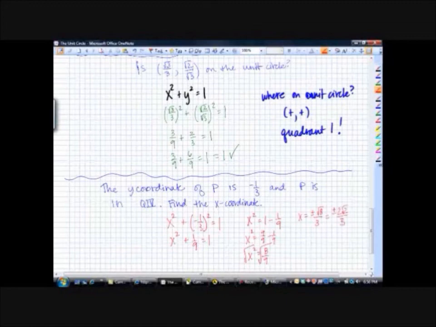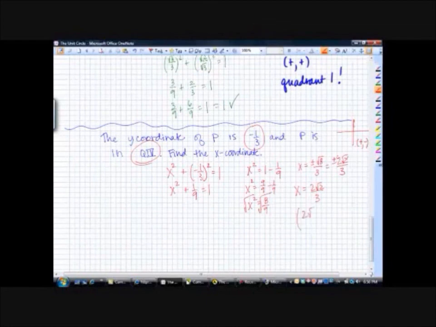So now our question is, is it positive 2 root 2 over 3 or negative 2 root 2 over 3? That's where the quadrant comes into play. Because it's in quadrant 4, the x value is positive, the y value is negative. Do you see that our y-coordinate of P is indeed negative 1/3? So because of that, we know that y is negative 1/3 and the x is going to be positive. So our x-coordinate is going to be positive 2 root 2 over 3. So our ordered pair here would be 2 root 2 over 3, comma, negative 1/3.